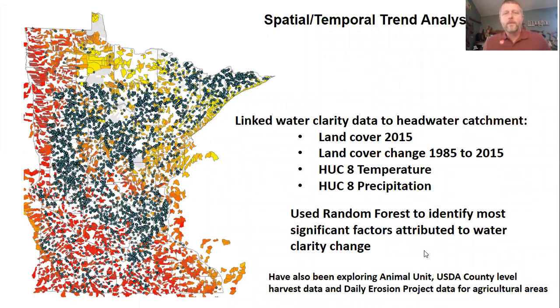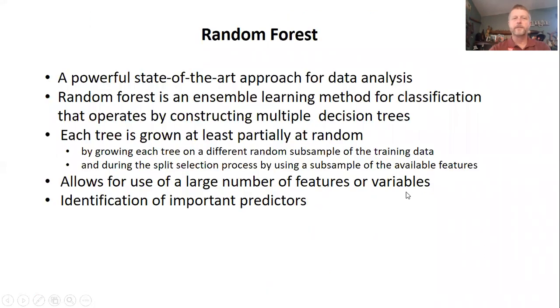So for linking the water quality data with the landscape stressors, we're using headwater catchments. These are the headwater catchments linked to the water clarity data. And then we linked it with the land cover change, and then the temperature and precipitation data.